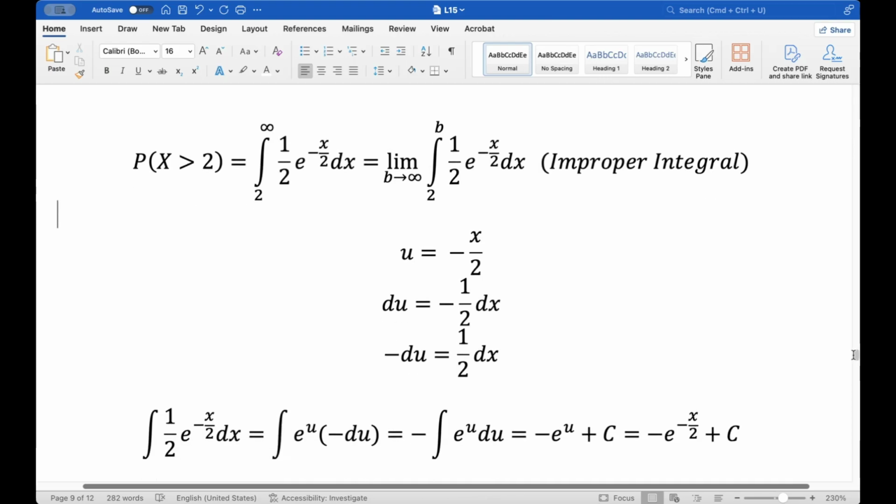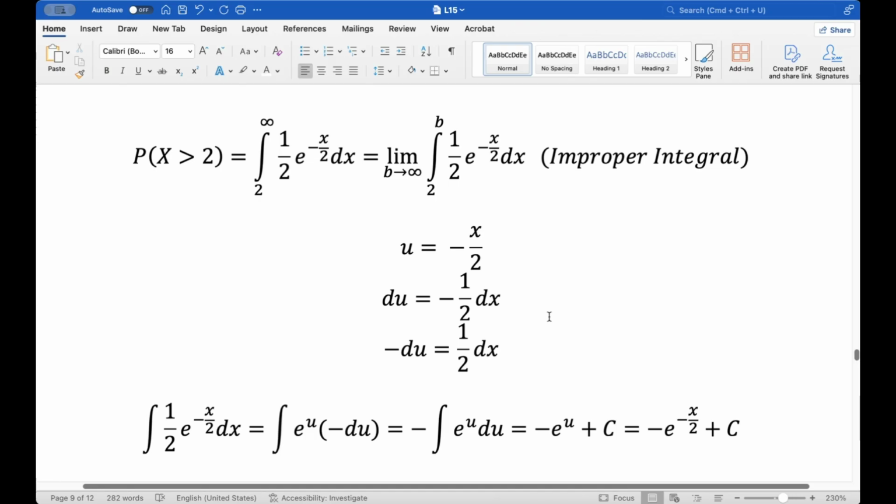So the expression becomes e to the u times negative du. So again, u is negative x over 2, so the exponential is e to the u. The derivative here is negative 1/2 dx, which is almost an exact match. We just have a negative sign off, so it's negative du. We can factor out the minus. Integral of e to the u is itself, plus a constant. Back substituting, u is negative x over 2. Now we have to work with our limits, though. So we don't really need the plus c here when we have limits.